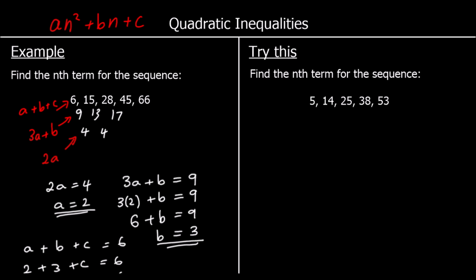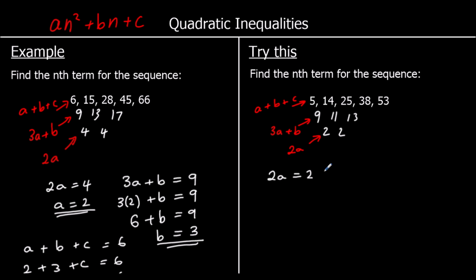The difference between 5 and 14 is 9. 14 to 25 is 11. 25 to 38 is 13, and so on. The second difference is 2. So we know for any quadratic sequence, the second difference is equal to 2a. The difference between the first two terms is 3a plus b, and the first term is a plus b plus c. So let's write them as equations first.